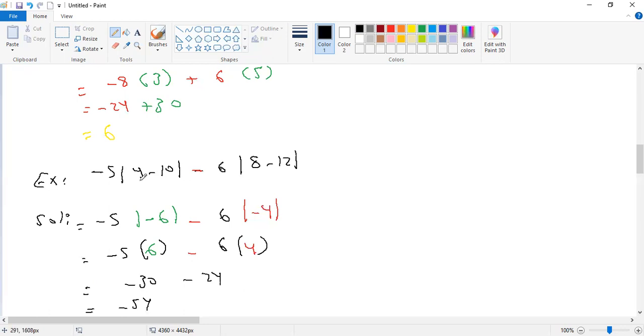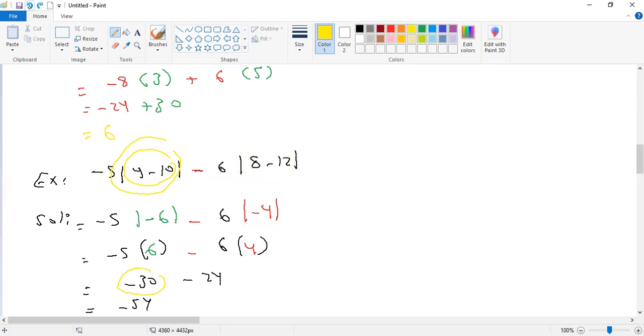Again, I'm repeating this one. Negative 6 becomes 6 in absolute value, so the first one is the absolute value of negative 6, which is 6, multiplied by negative 5, giving negative 30. The second one, 8 minus 12 is negative 4, and the absolute value of negative 4 is 4, multiplied by negative 6, so minus 24. So minus 30 minus 24 is minus 54.